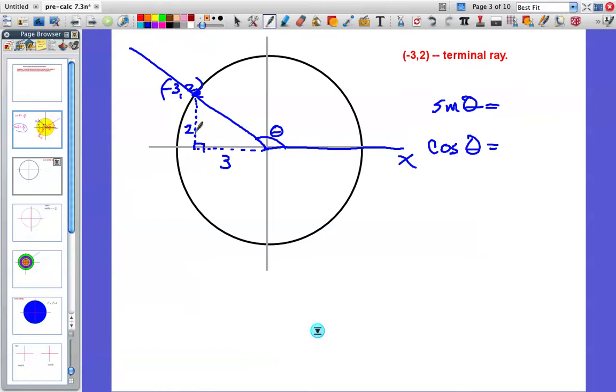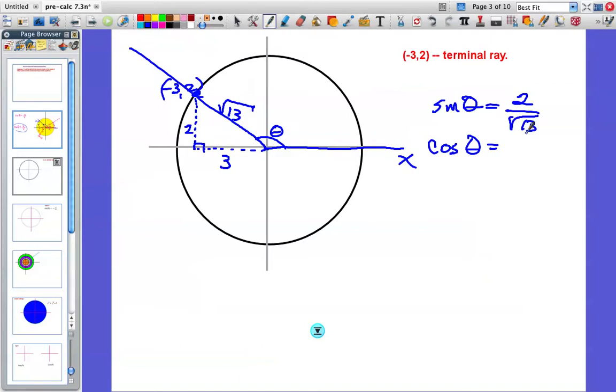If one side of the triangle is 3, the other side of the triangle is 2, the hypotenuse, a squared plus b squared equals c squared, 9 and 4 is 13, so this side is the square root of 13. You with me on that? So the sine of the angle is y over r. So in this case, it's 2 divided by the square root of 13.